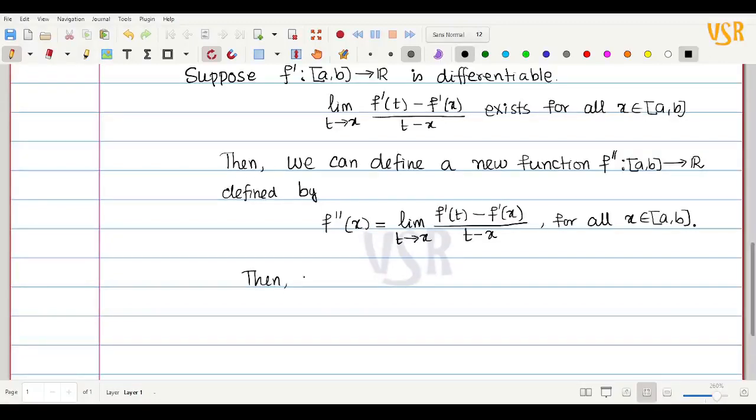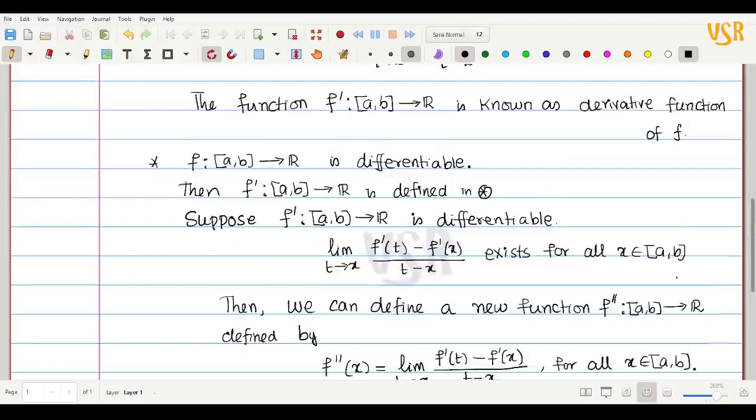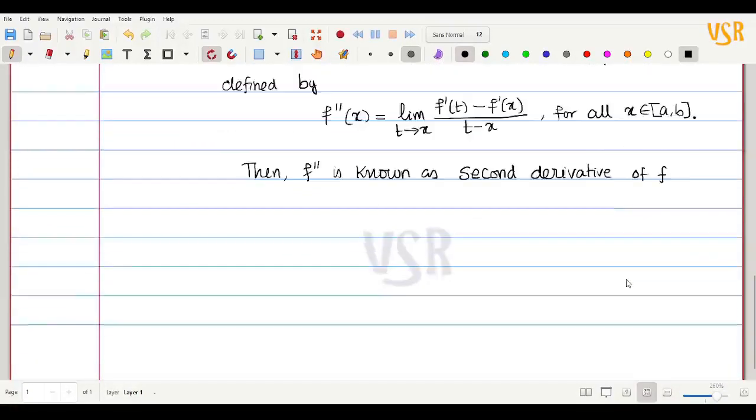Then f double dash is known as the second derivative of f. So f dash is known as the derivative function; we can call it the first derivative. Now this is the second derivative. Then in the same way we can go for another thing.